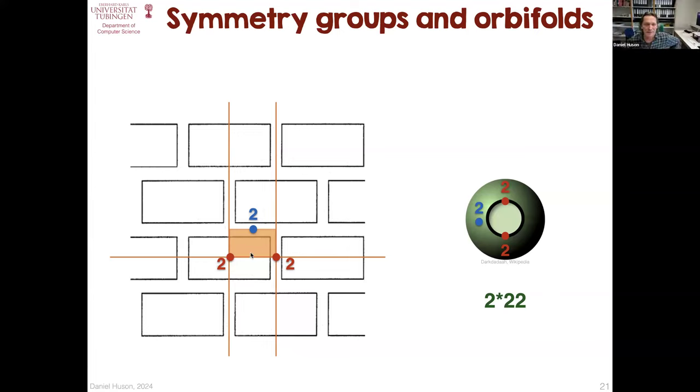And so this turns out to be the group two, because it's a two-fold rotation that does not have a reflection going through it, and it ends up as a point inside the orbifold. And then there's these two non-equivalent twos here, and they're on the same boundary component. So this is the group two star two two.